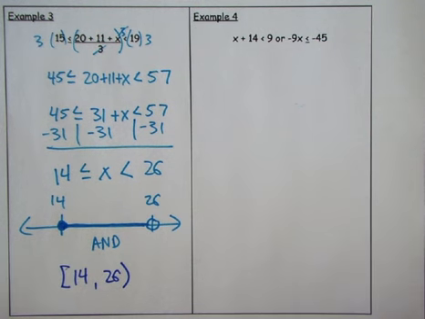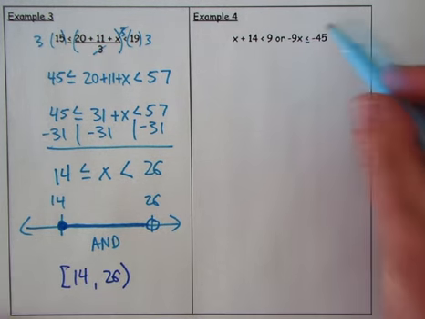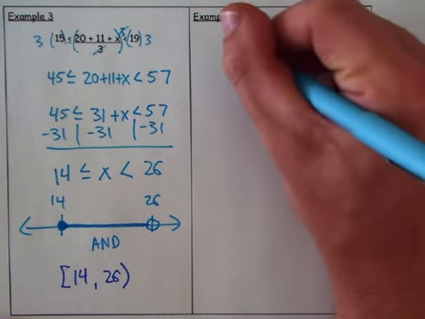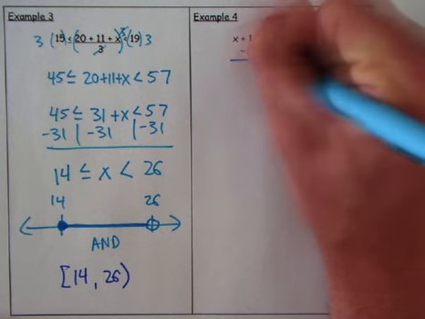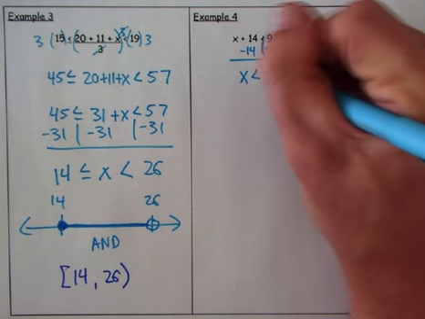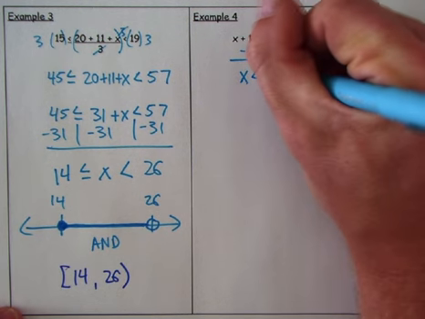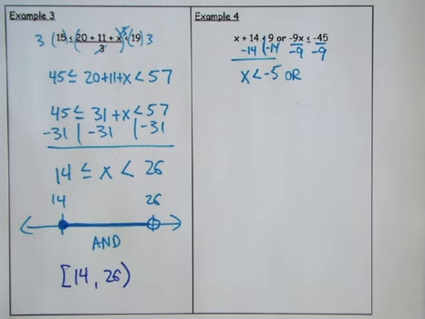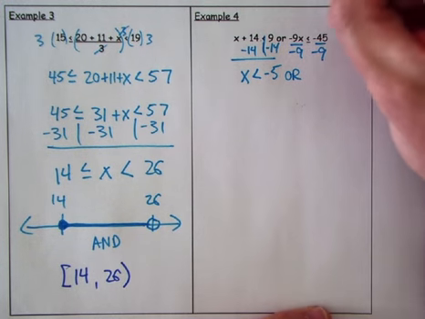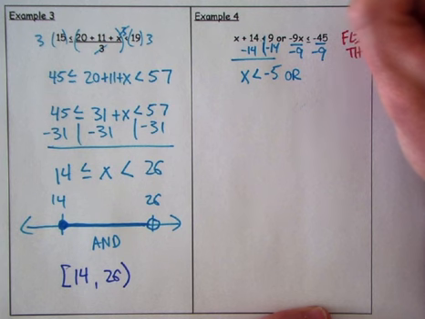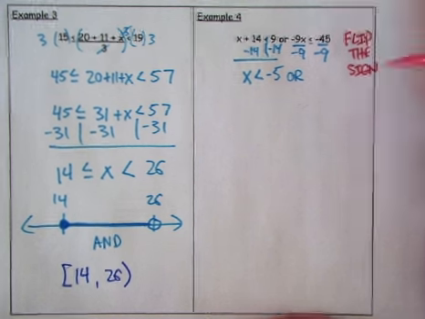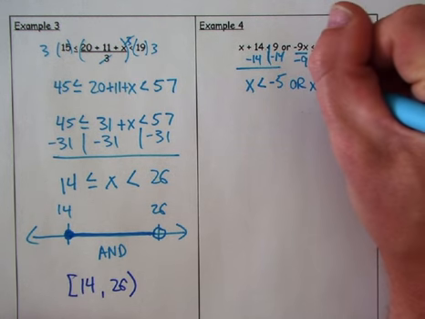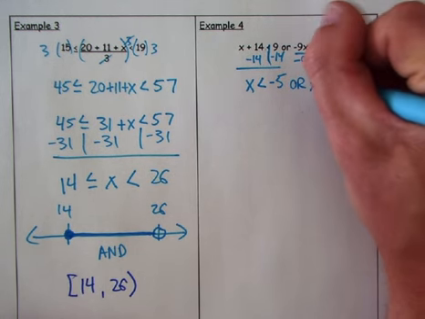Finally, last thing to do for this set of notes is x plus 14 is less than 9, or negative 9x is less than or equal to negative 45. Let's start by solving over here. We're going to subtract 14 from this side, which means we've got to do it from this side, right? We get x is less than negative 5. Or, we're going to divide by negative 9. Guess what's coming out? That red pen, because anytime we multiply or divide by a negative number, we've got to flip the sign, right? Negative 45 divided by negative 9 gives us x is greater than or equal to 5.